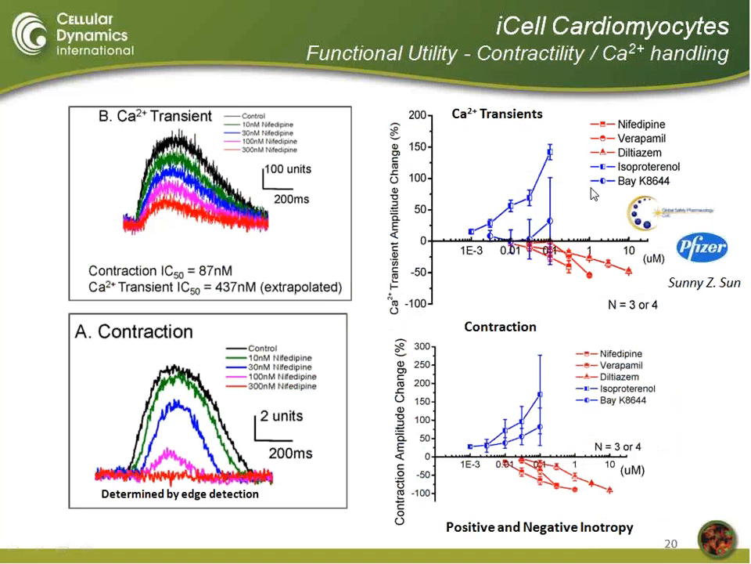So with a number of different compounds, this really gives you the ability to investigate positive and negative inotropy. As you can see that isoproterenol and BayK 8644 increase the calcium and increase the contraction strength, whereas the calcium blockers, nifedipine, verapamil, and diltiazem decrease the calcium transient and decrease the contraction strength.